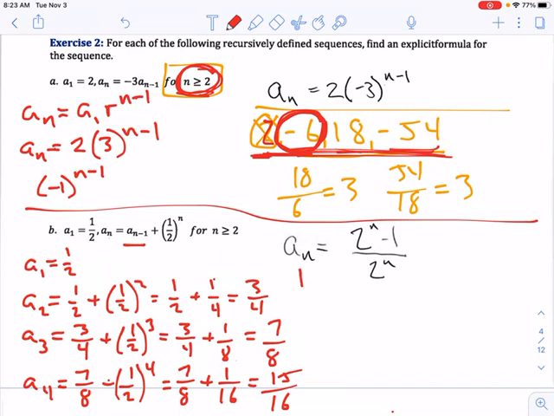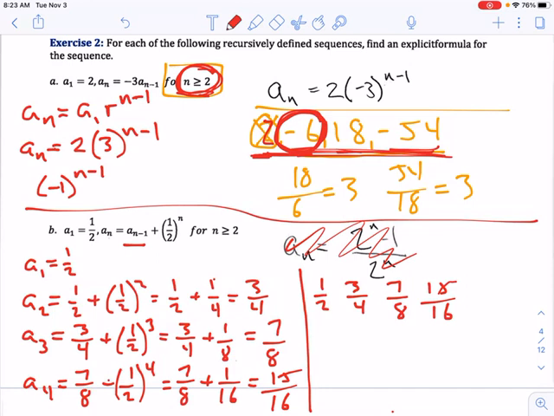So writing out the terms of the sequence, we have 1/2, 3/4, 7/8, 15/16. So this is from n equals 1, n equals 2, n equals 3, n equals 4. Now, looking at the numerator, it's very hard to figure out what kind of a relationship there is in that numerator. So I'm going to go and see what I can dig up with the denominator. Sometimes you have to look at the denominator first. And I see 2, 4, 8, 16.